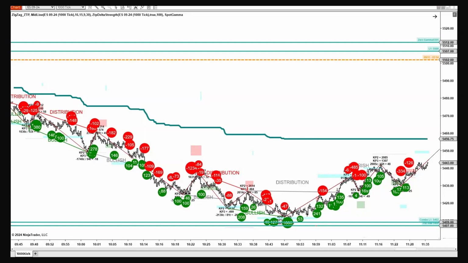But as you can see by the combo levels down here, we almost hit the combo level and the put wall to the tick. And then you can see the delta strength indicator right there on the very low, coming in with this 1,660 lot single trade. And that was basically, the low was basically called right there.